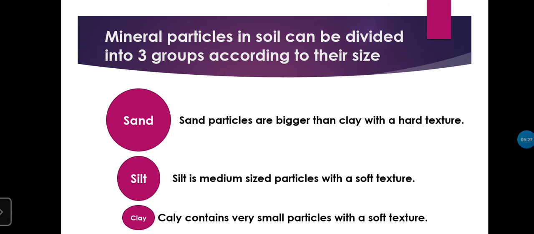Silt means river mud. Sand particles are bigger than clay with a hard texture, and silt is medium-sized particles with a soft texture. Clay contains very small particles with a soft texture.